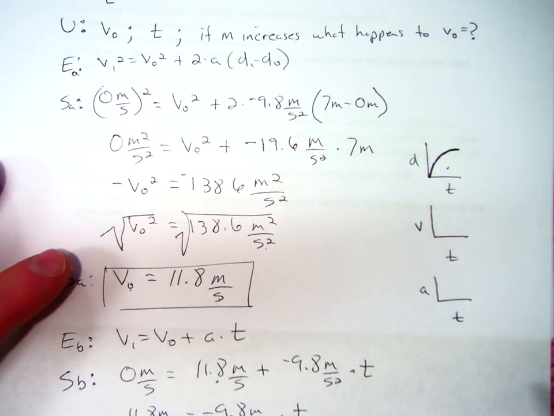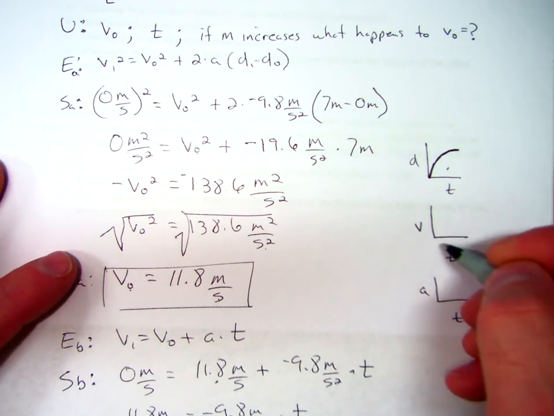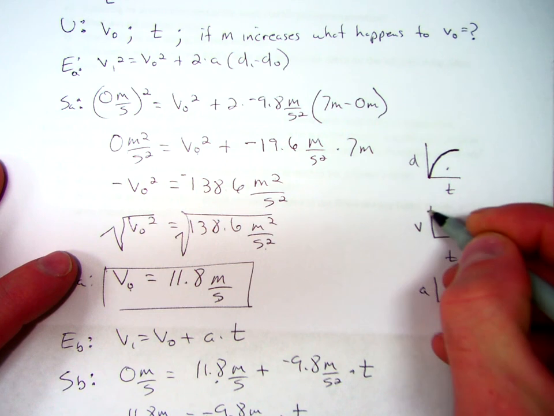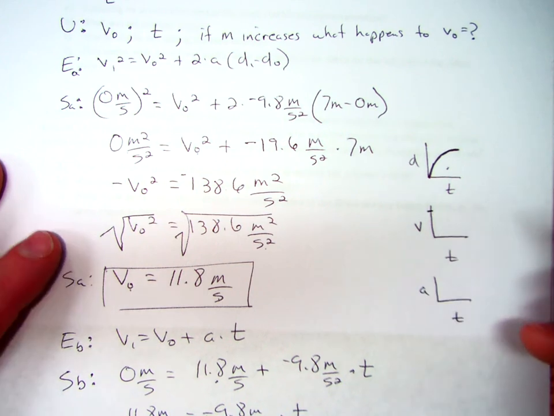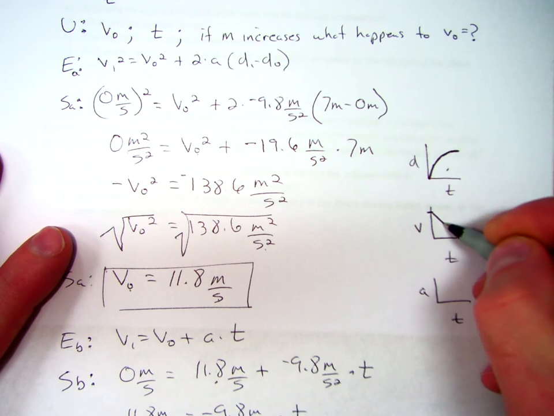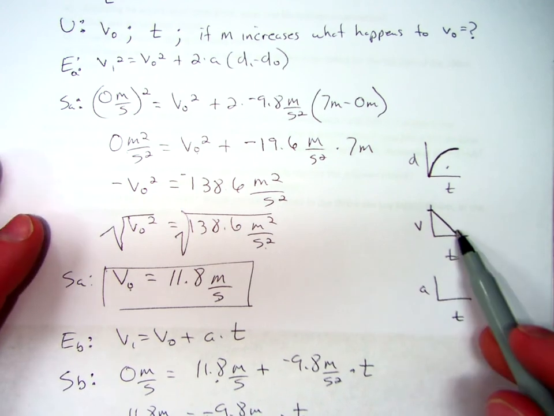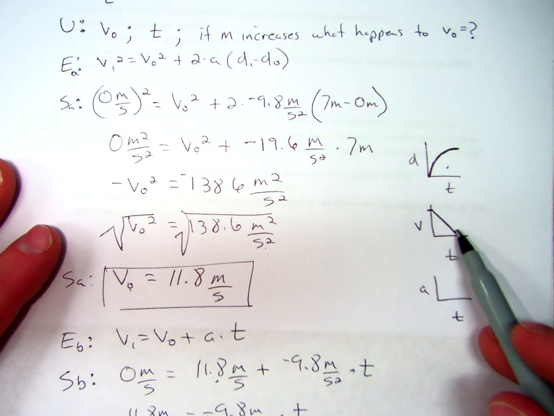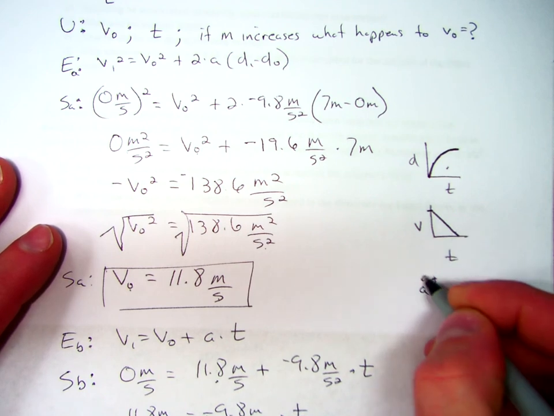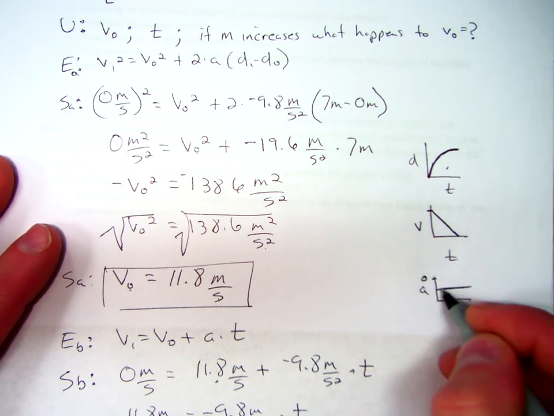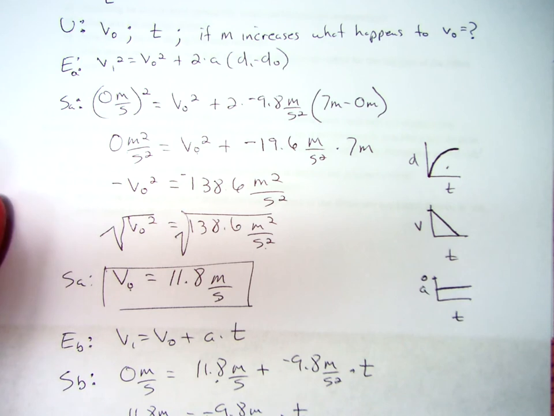The velocity versus time graph, we start at 0 seconds with a positive velocity of 11.8, and we end up at 0. And the rate of change of this is constant because that's the acceleration. The acceleration is negative 9.8. And so those are our three graphs.